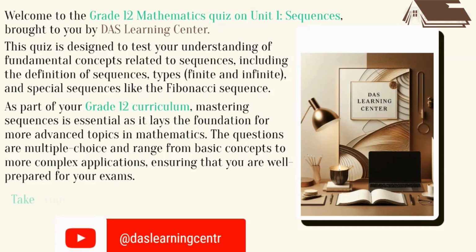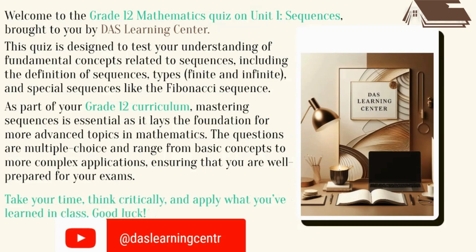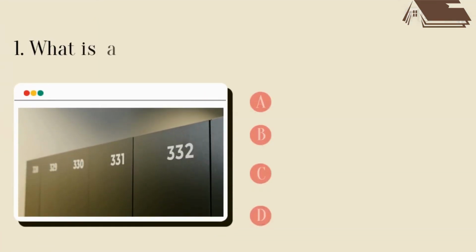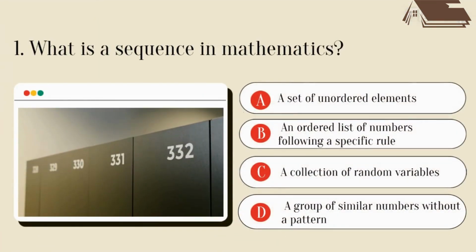Take your time, think critically, and apply what you've learned in class. Good luck! What is a sequence in mathematics? A. A set of unordered elements. B. An ordered list of numbers following a specific rule. C. A collection of random variables. D. A group of similar numbers without a pattern.